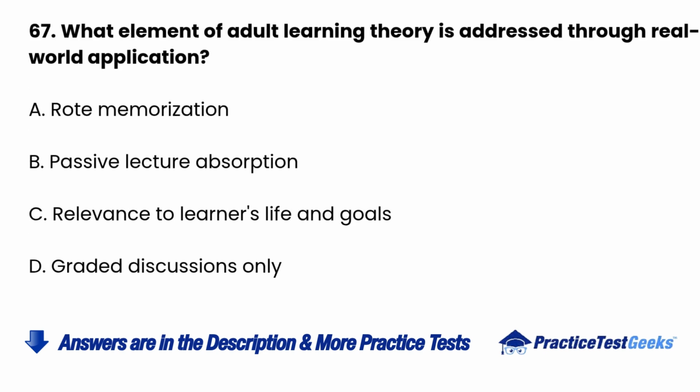67. What element of adult learning theory is addressed through real-world application? A. Rote memorization. B. Passive lecture absorption. C. Relevance to learners' life and goals. D. Graded discussions only.